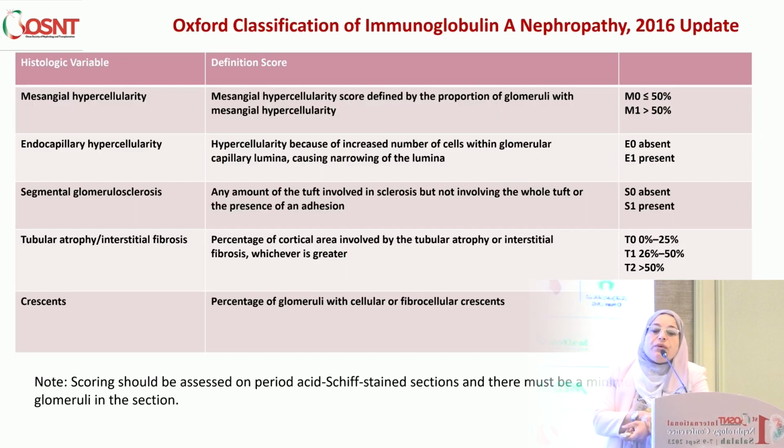In the Oxford classification, mesangial hypercellularity present in more than 50% is M1, and not present or less than 50% is M0. Endocapillary hypercellularity is either E0 or E1. Segmental sclerosis is either present, S1, or not present, S0. Tubular atrophy and interstitial fibrosis is T0 when less than 25%, T1 from 26 to 50%, and T2 when more than 50%. Crescents: not present is C0, C1 is less than 25%, and more than that is C2.